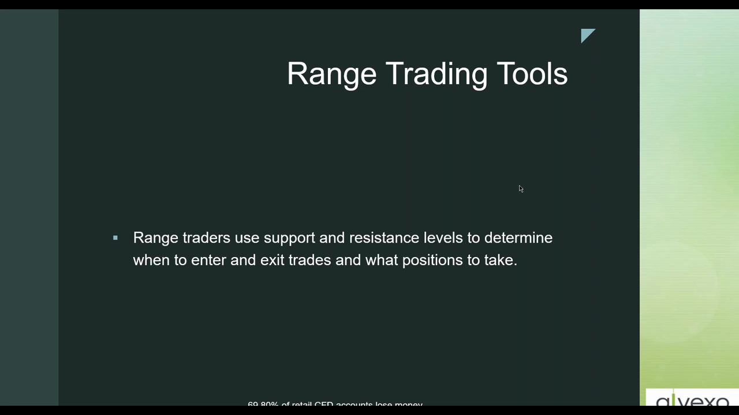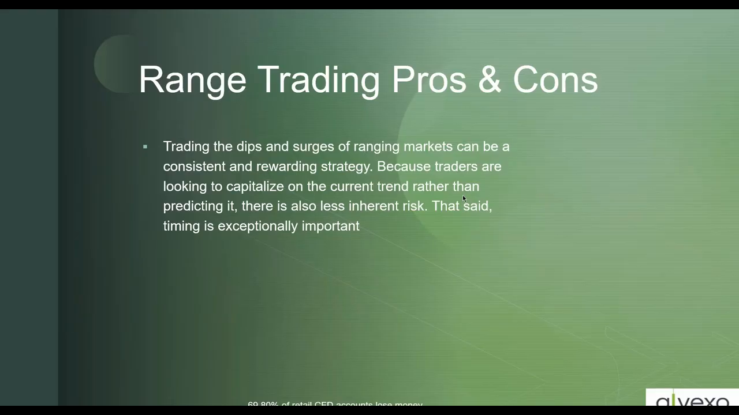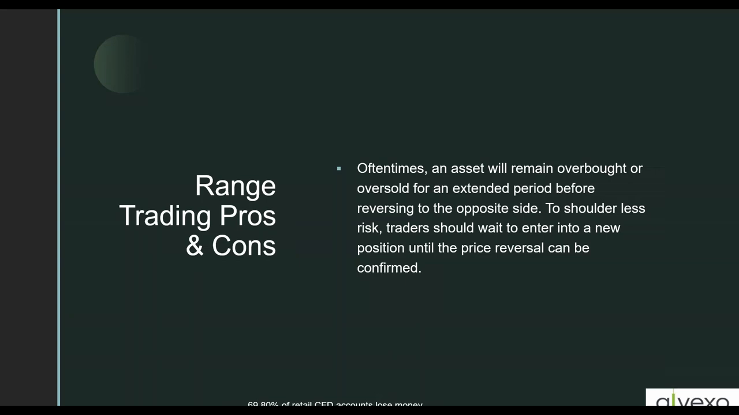Now, range traders use support and resistance levels to determine when to enter and exit and what positions to take. To do so, they often use band and momentum indicators such as stochastics or RSI to identify overbought and oversold conditions. Trading the dips and surges of the peaks and valleys of ranging markets can be a consistent and rewarding strategy because traders are looking to capitalize on the current trend rather than predicting it. There's also a less inherent risk. That said, timing is exceptionally important. Oftentimes, an asset will remain overbought or oversold for an extended period of time before reversing to the opposite side. To shoulder less risk, traders should wait to enter into a new position until the price reversal can be confirmed.